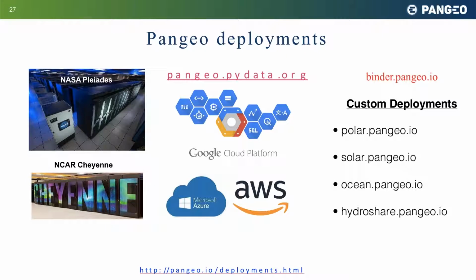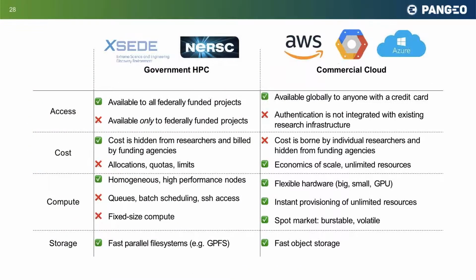Some of the custom Pangeo deployments are, for example, NASA Pleiades. It's also been installed on the Cheyenne supercomputer at NCAR. We have worked with getting Pangeo set up on Google Cloud Platform, Azure, and AWS. And these are some of the custom deployments, so Polar, Solar, Ocean, HydroShare. These were all built using that methodology of continuous deployment through a GitHub repository. There are some notes of caution, which I will address in a couple of slides later. Those are some of the lessons that we've learned in trying to set up our own Pangeo.